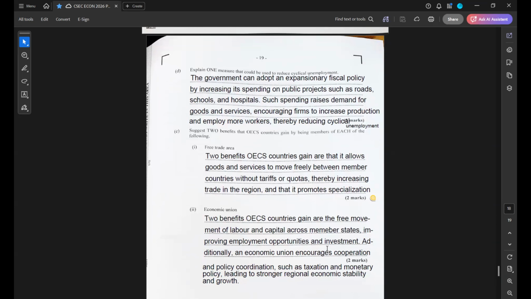Economic union, the benefits OECS countries gain are the free movement of labor and capital across member states, improving employment opportunities and investments. Additionally, an economic union encourages cooperation and policy coordination, such as taxation and monetary policy, leading to stronger regional economic stability and growth. And we see evidence of that through the Eastern Caribbean Central Bank and the whole monetary policy. There's coordination between the islands of the OECS. So that is of relevance here.